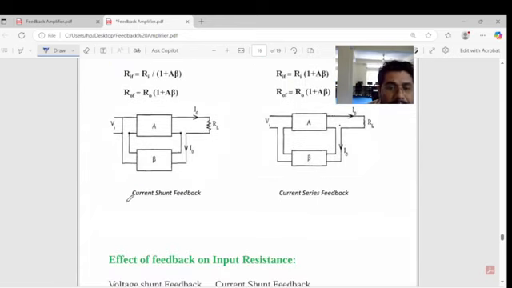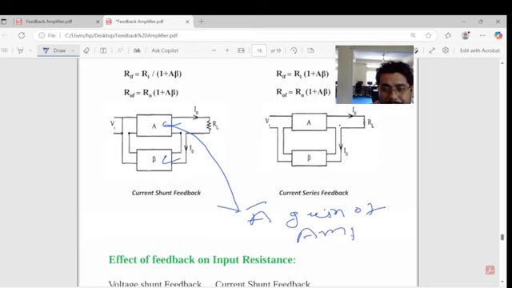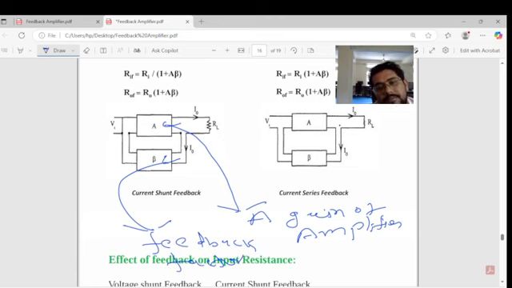This is again the current shunt amplifier. So how are we writing this? This is the diagram. This is the gain of the amplifier, A. This is the feedback factor beta. This is called the gain of the amplifier. A is the gain of the amplifier. This is the feedback factor.